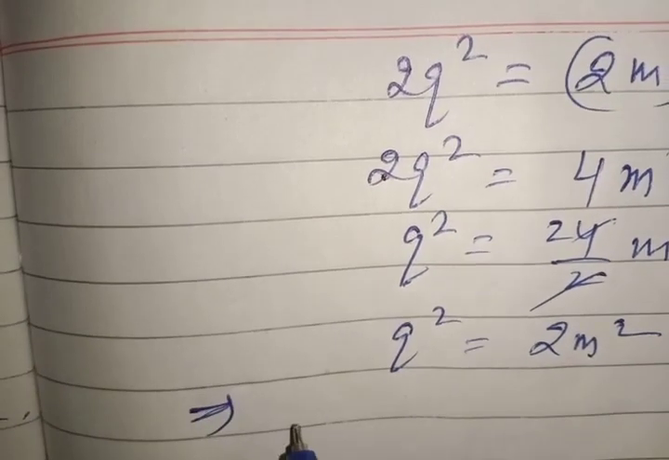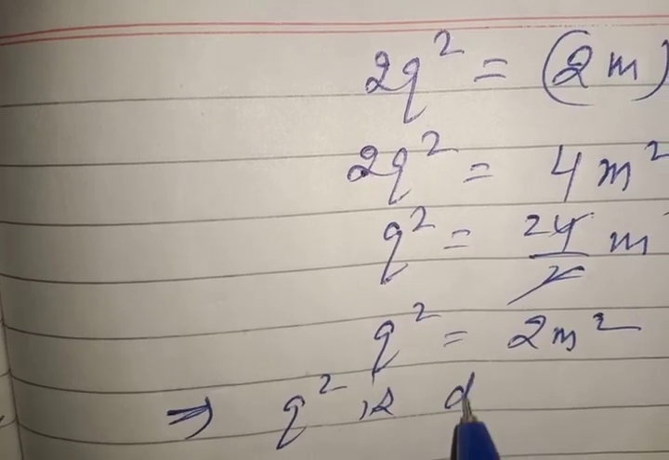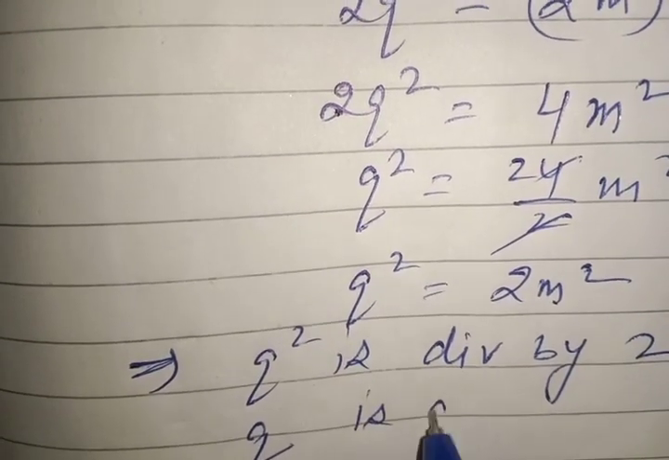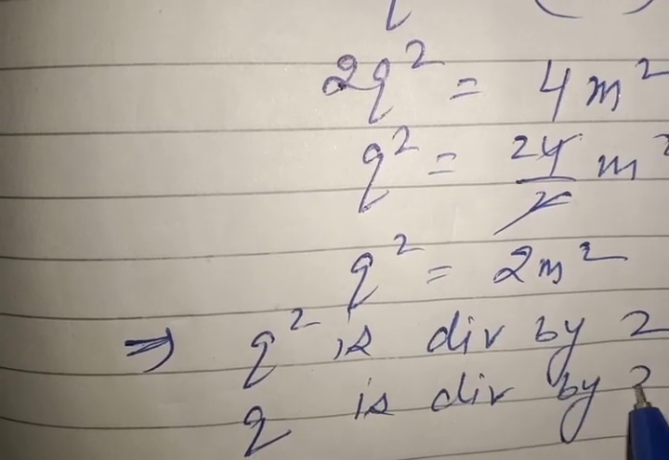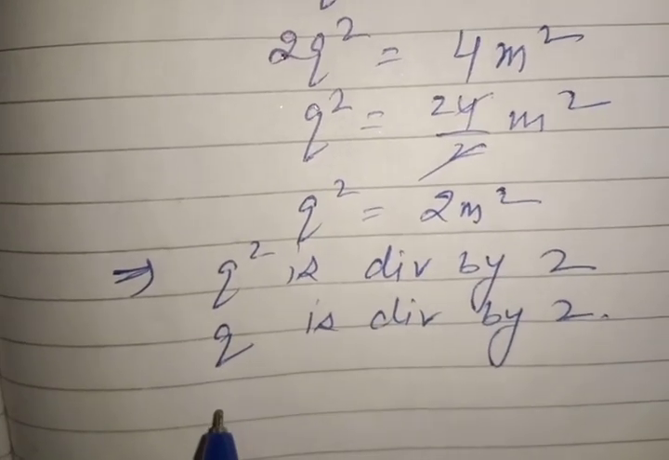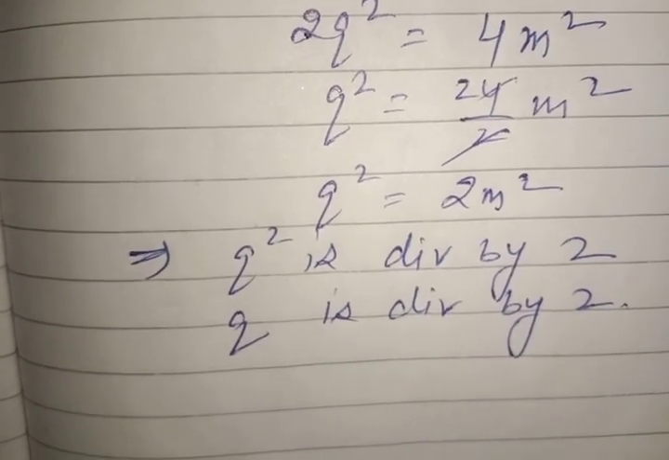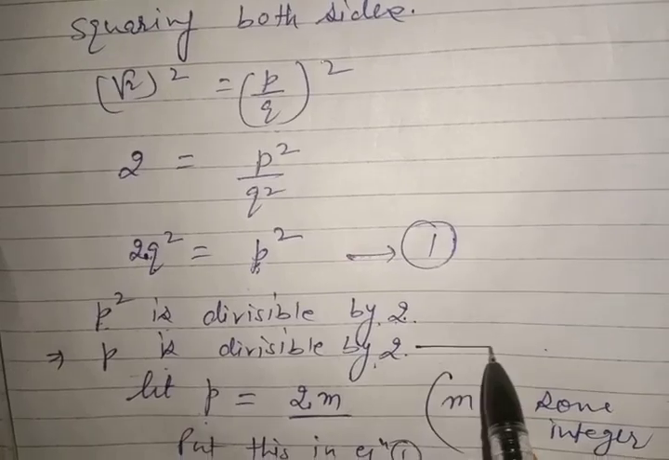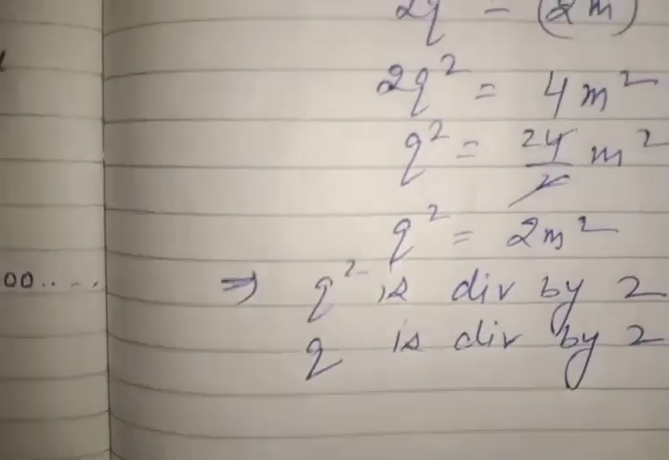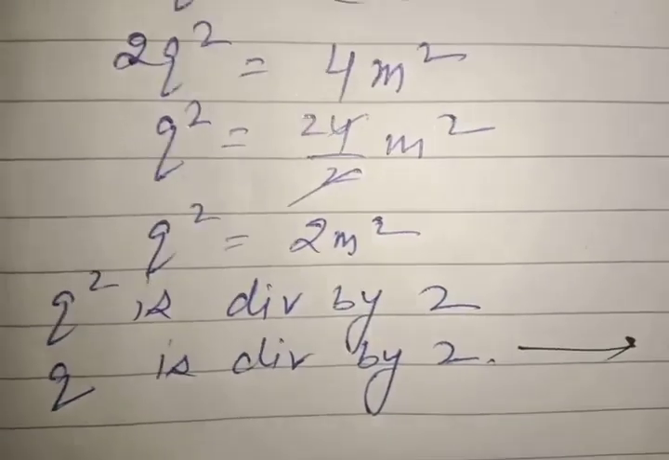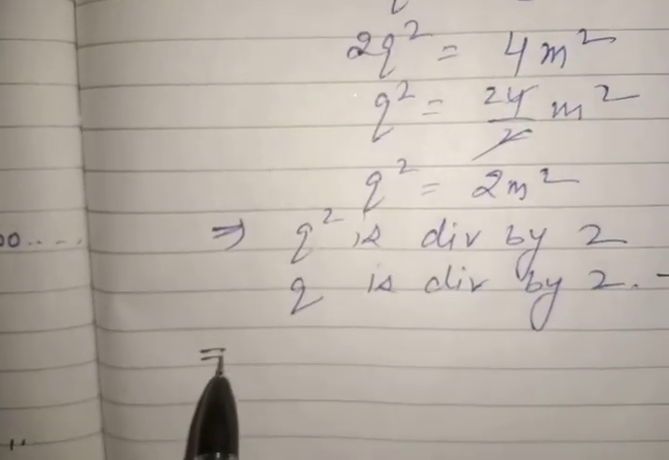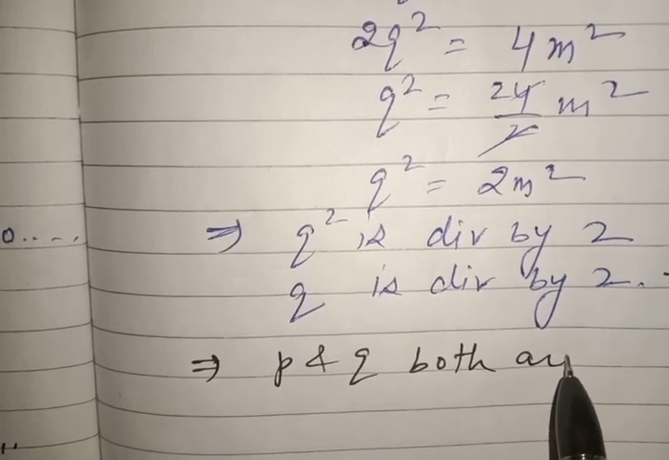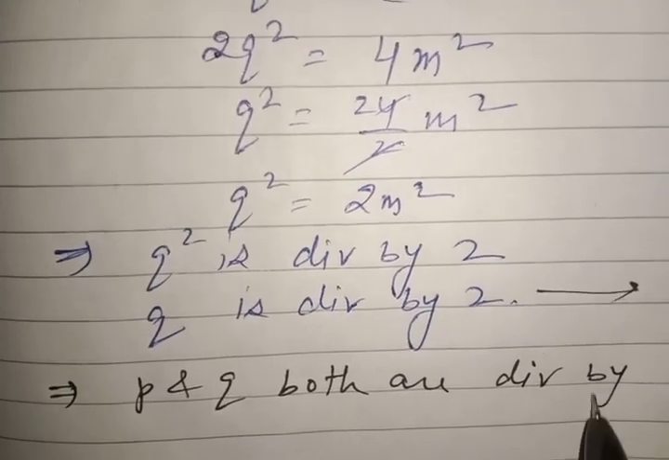Now you can see easily this 2 is with m squared. So we can write Q squared is divisible by 2. It means Q is divisible by 2, the same concept we are using. Now if you see carefully, here we are saying P is divisible by 2. Here we are saying Q is divisible by 2. So this implies P and Q both are divisible by 2.